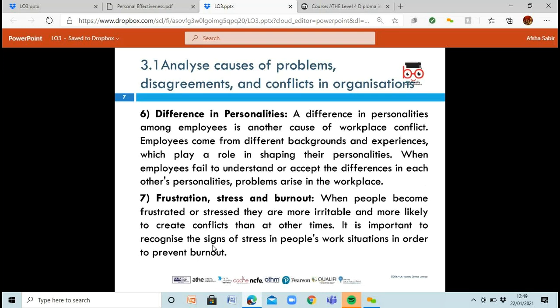We've also got difference in personality. So all these things are things that will cause problems in the workplace. So when people have got different personalities, they're from different backgrounds, they've got different experiences, and maybe they just don't really understand each other or don't want to accept each other, that's going to create a problem.